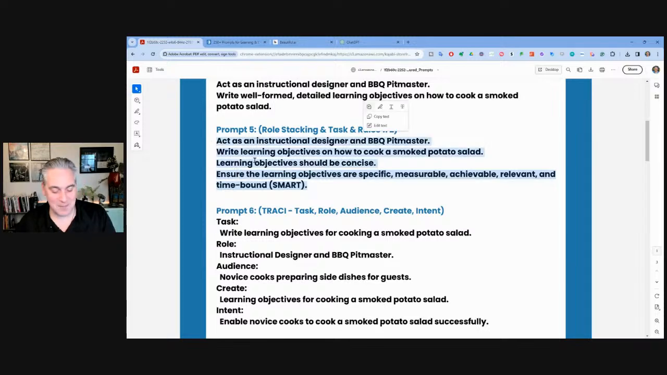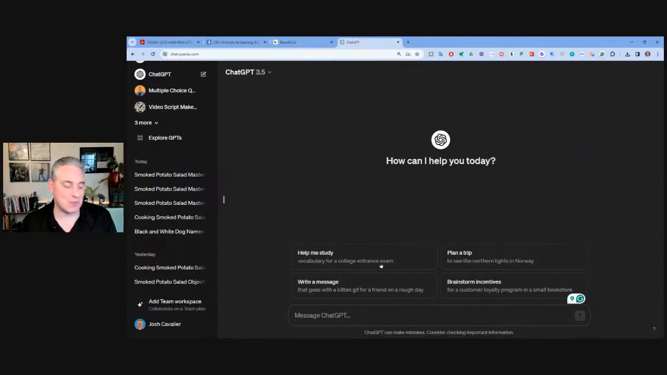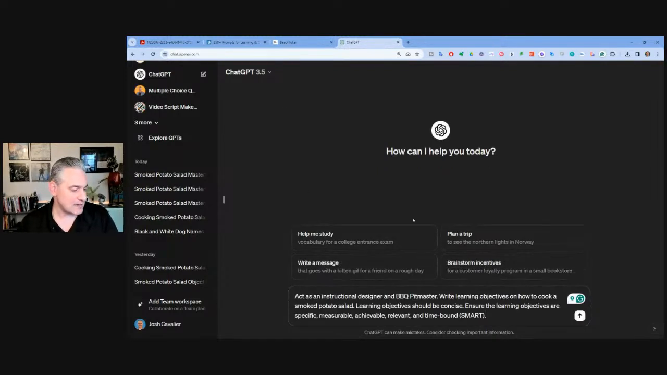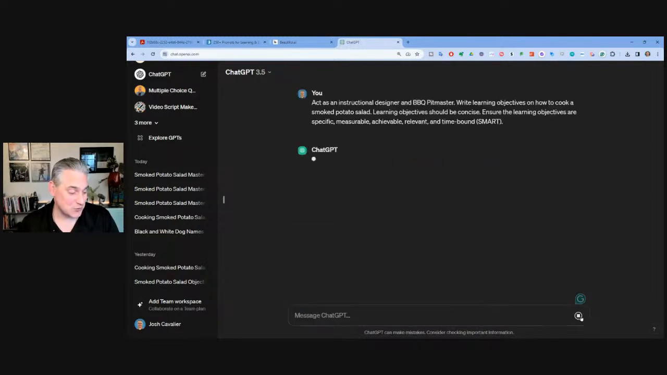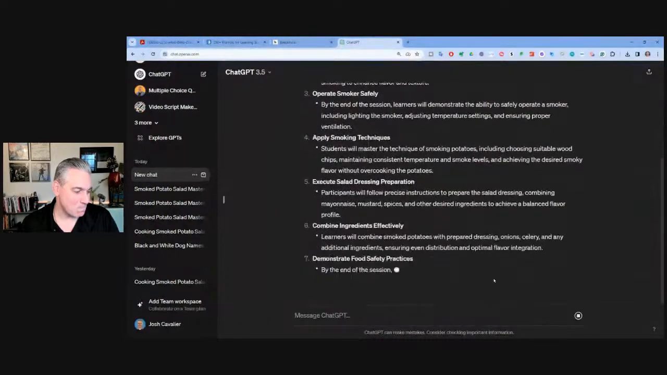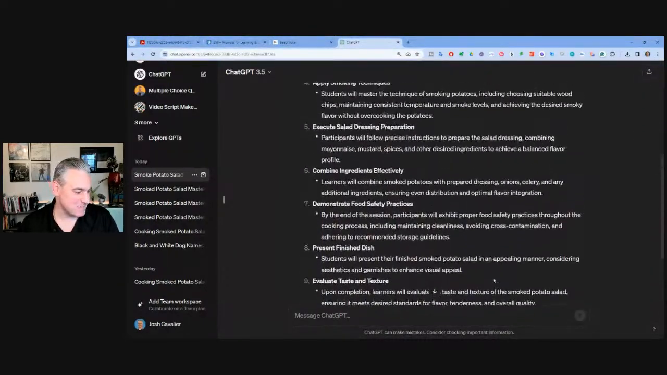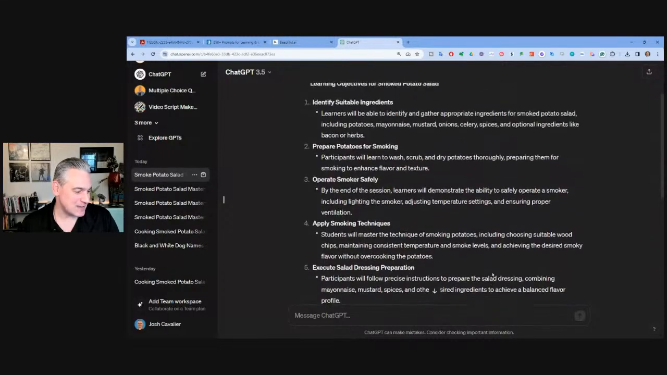We're going to go ahead and copy that prompt, go back over to ChatGPT. Again, make a brand new chat. We're not using the same window. I'm still in the 3.5 model. We'll paste it in there, and let's see if we have some decent looking learning objectives. Now they're down to one sentence. Okay, so they're down to one sentence.